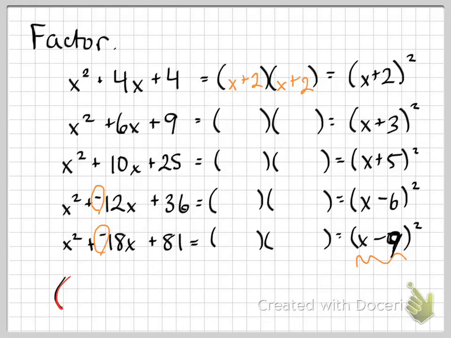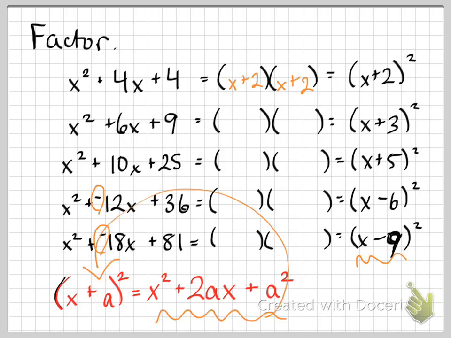Now, picking up where the last one left off, I'm seeing a pattern here. And that pattern is that when I have x plus a number squared, and I distribute, I'm going to end up with x squared plus 2 times my number times x plus whatever number I had squared. So the bottom line is, if I can identify this pattern, then I know that it's going to be able to factor to be this perfect square.